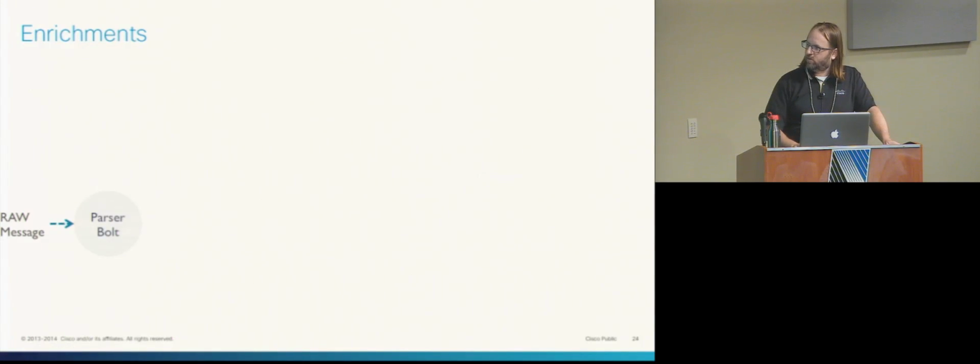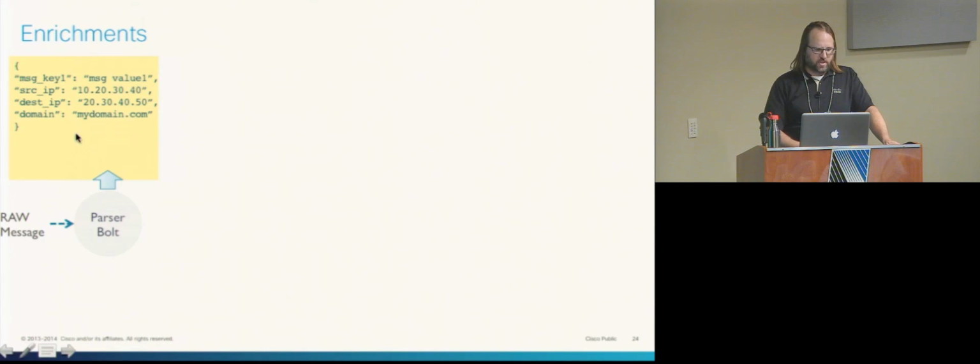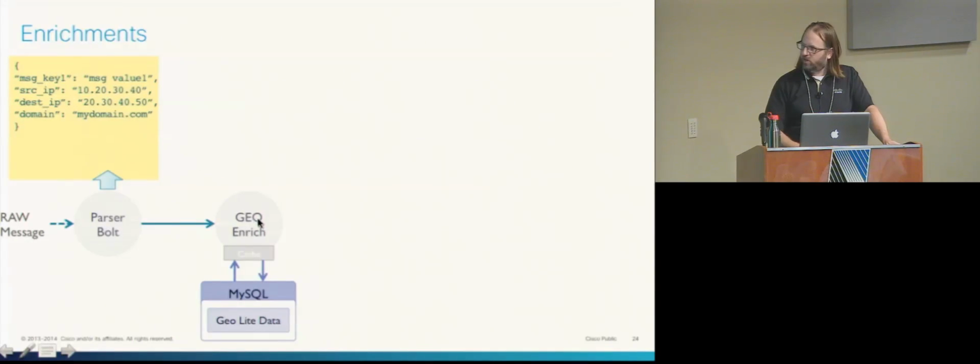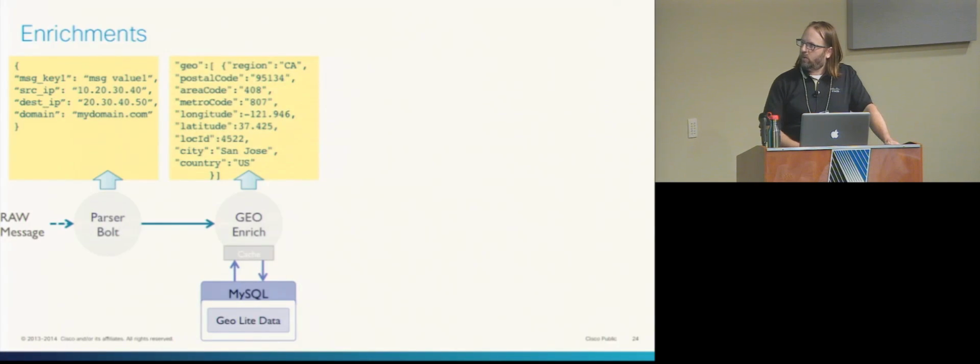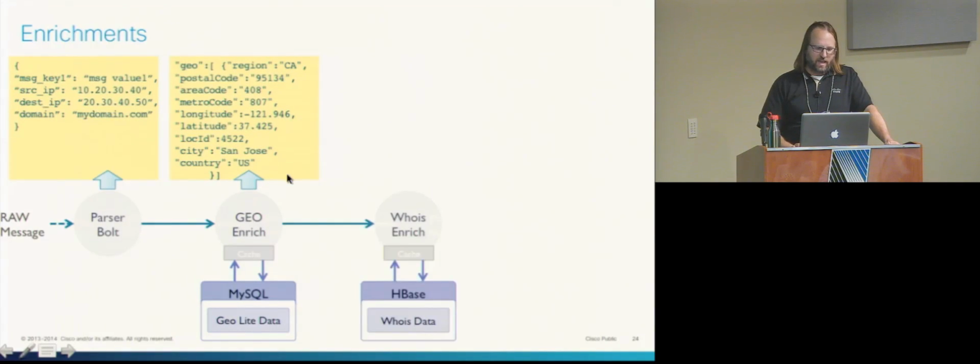And so again, parser bolt. Message comes in. It says source IP, dest IP, domain. Geo enrichment, we do a cached collection, of course, because this happens way too often. We take the geolite data, any geo data you want, put it into a MySQL database, quick query against it. Now we get all that geocode data. We now append that onto the message.